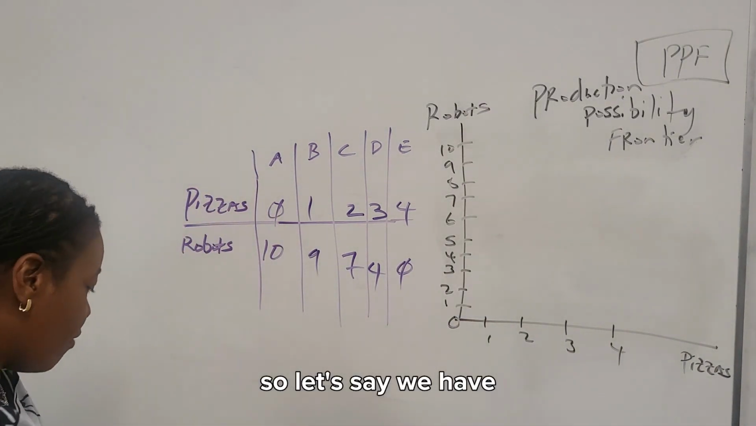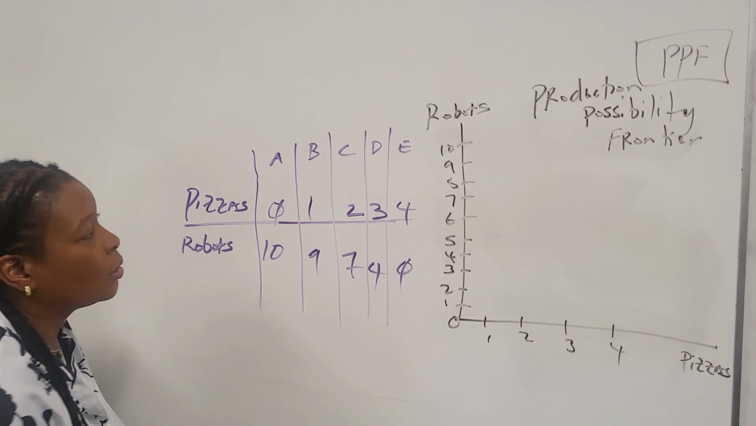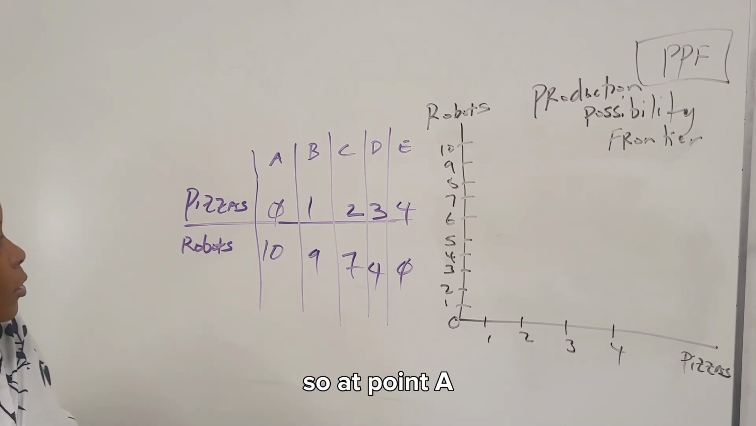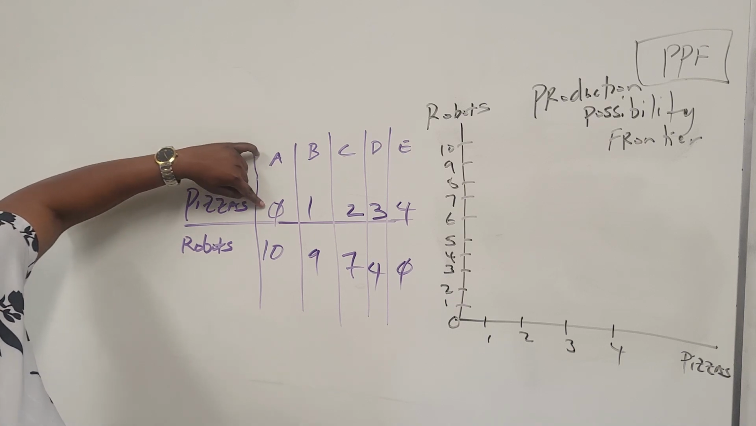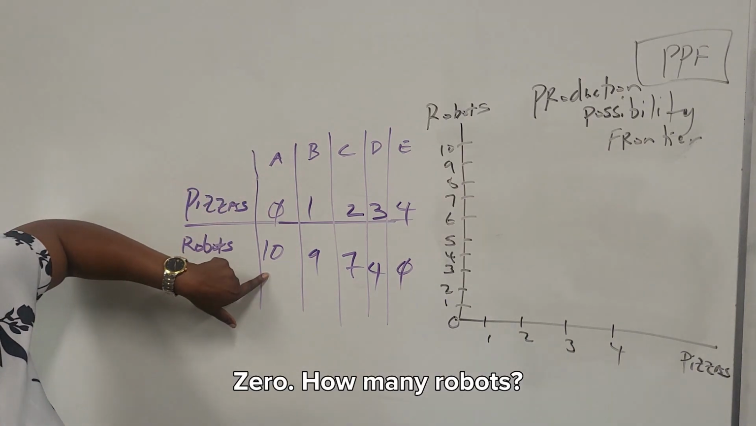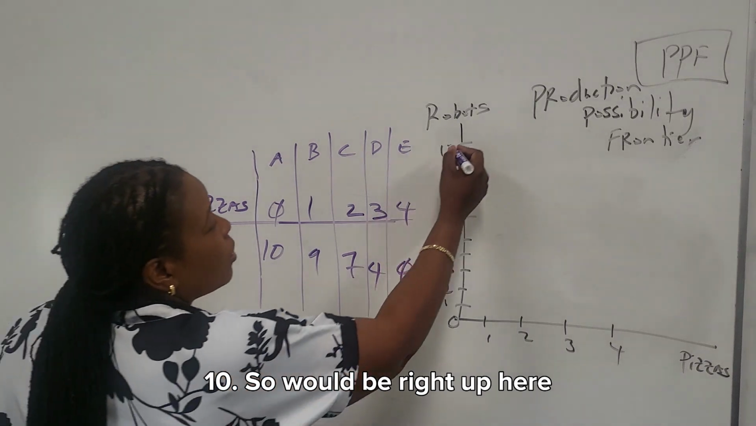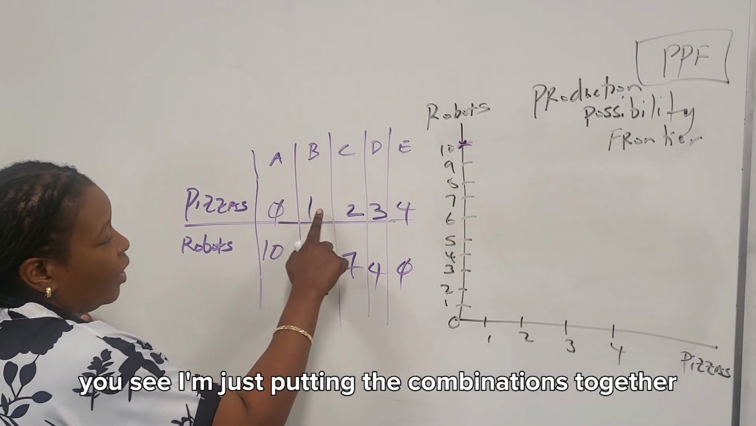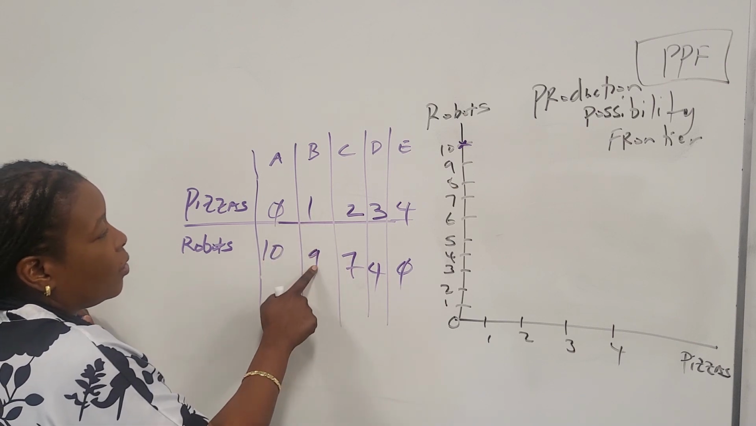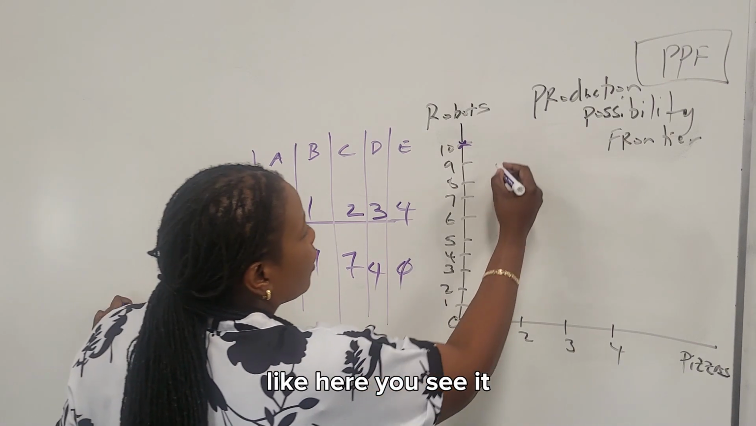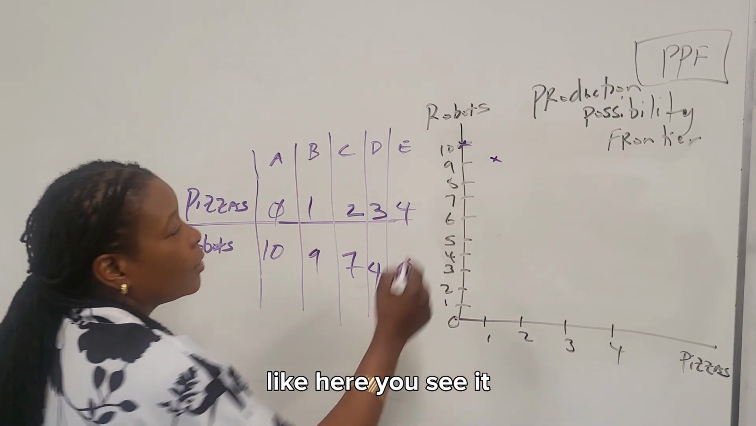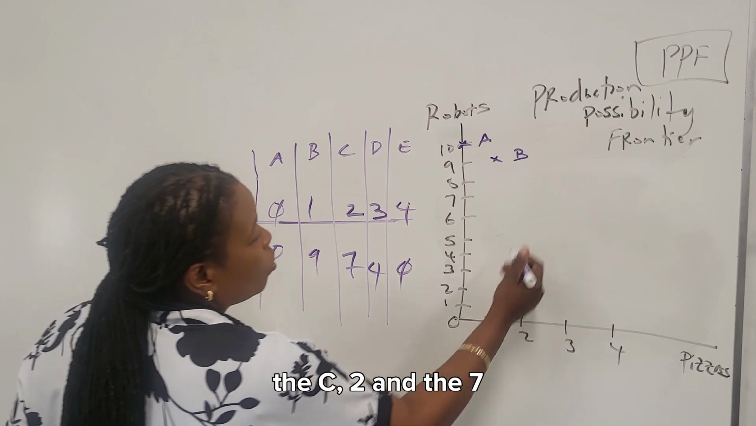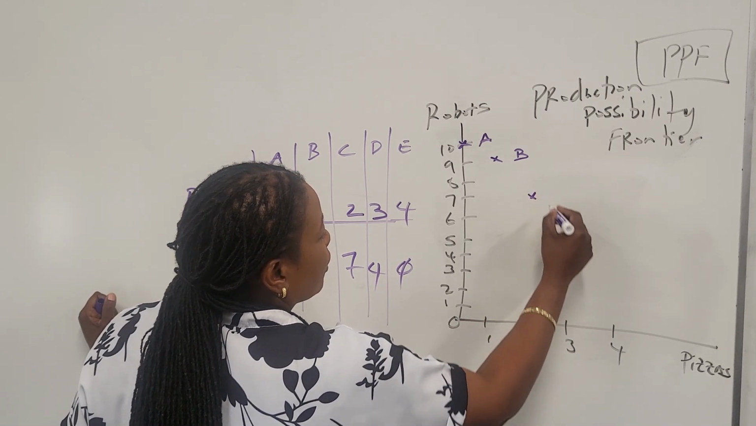So let's say we have this frontier. At point A, how many pizzas? 0. How many robots? 10. So it would be right up here. You see, I'm just putting the combinations together. At point B, 1 pizza, 9 robots. So like here. You see it? That's the A. That's the B. The C, 2 and the 7. Something right here.